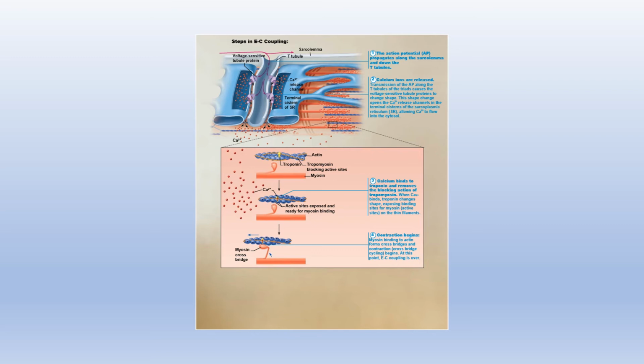And when it does, it pulls tropomyosin off of the myosin binding sites on the actin filament. Once those binding sites are exposed, we are able to form a crossbridge, meaning that the myosin head can now link up with the actin filament.